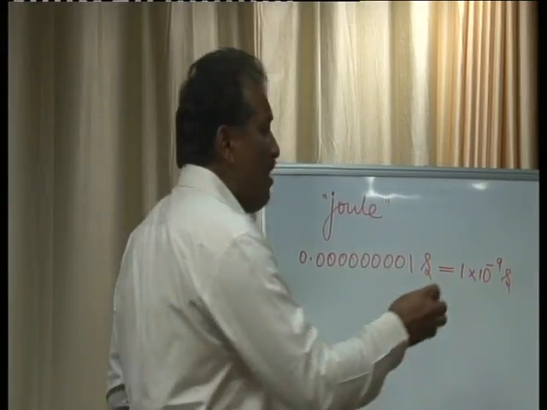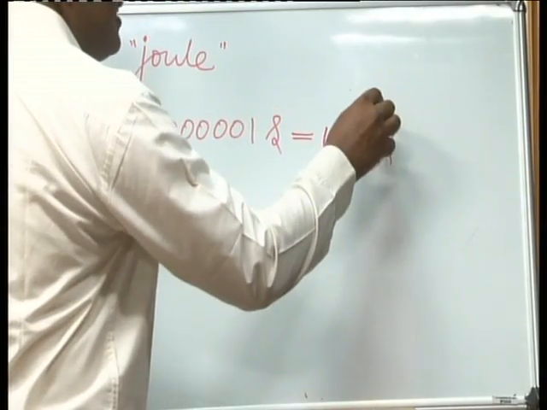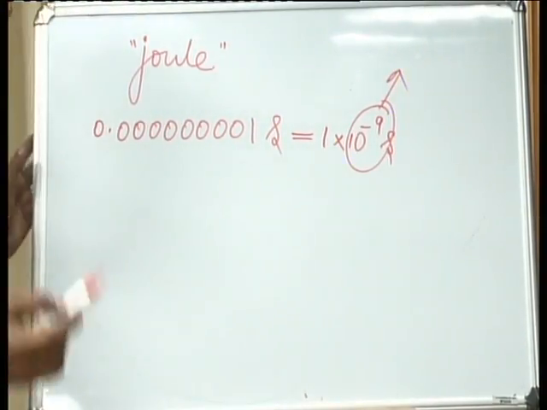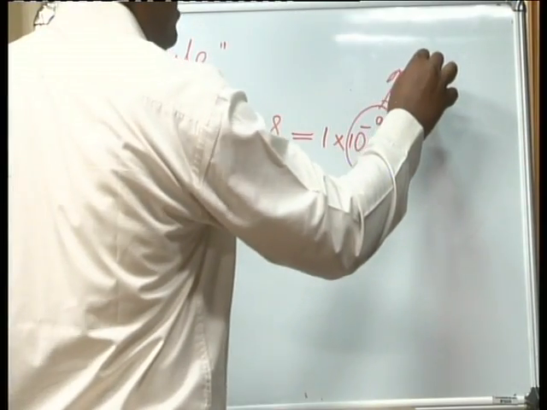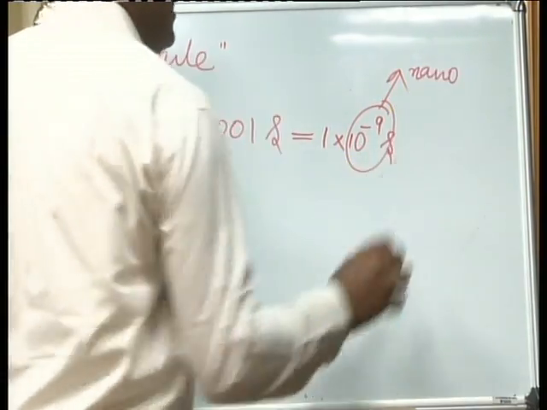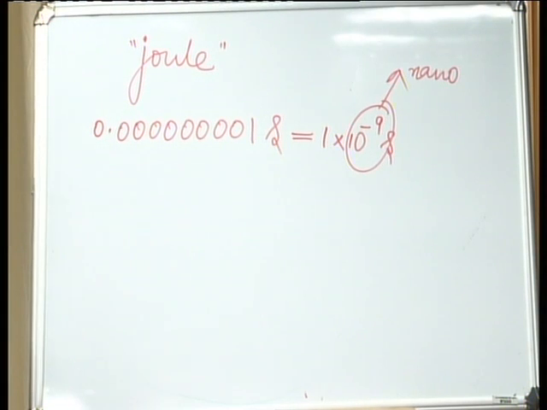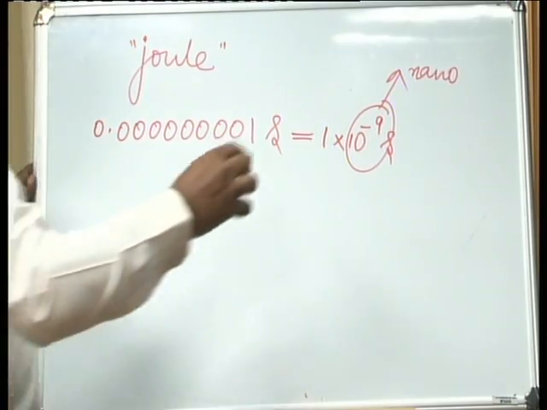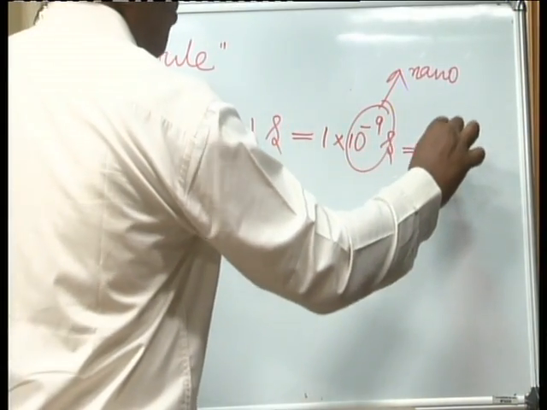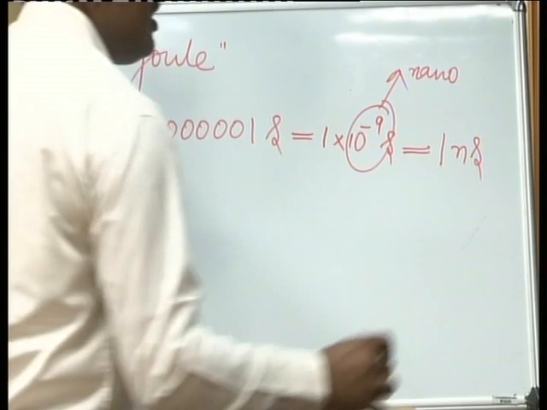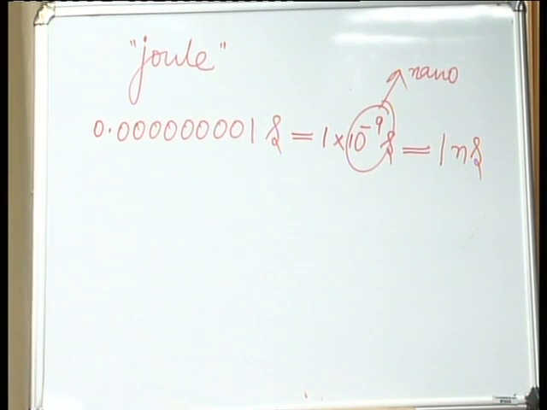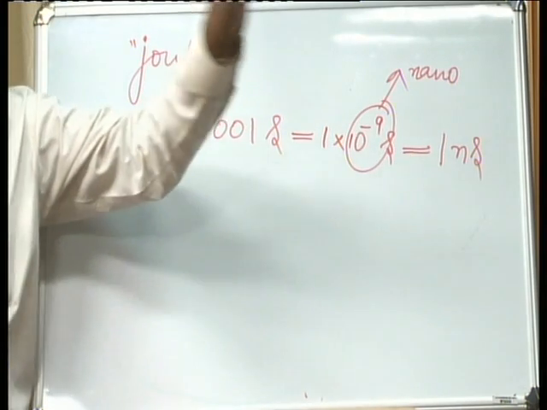In the SI system, this 10 power minus 9 is called nano. Then what is the time spent to observe the photoelectric effect? You simply say 1 nanosecond. You can see how comfortable it is. Is it clear? The photoelectric effect takes place within a span of 1 nanosecond.